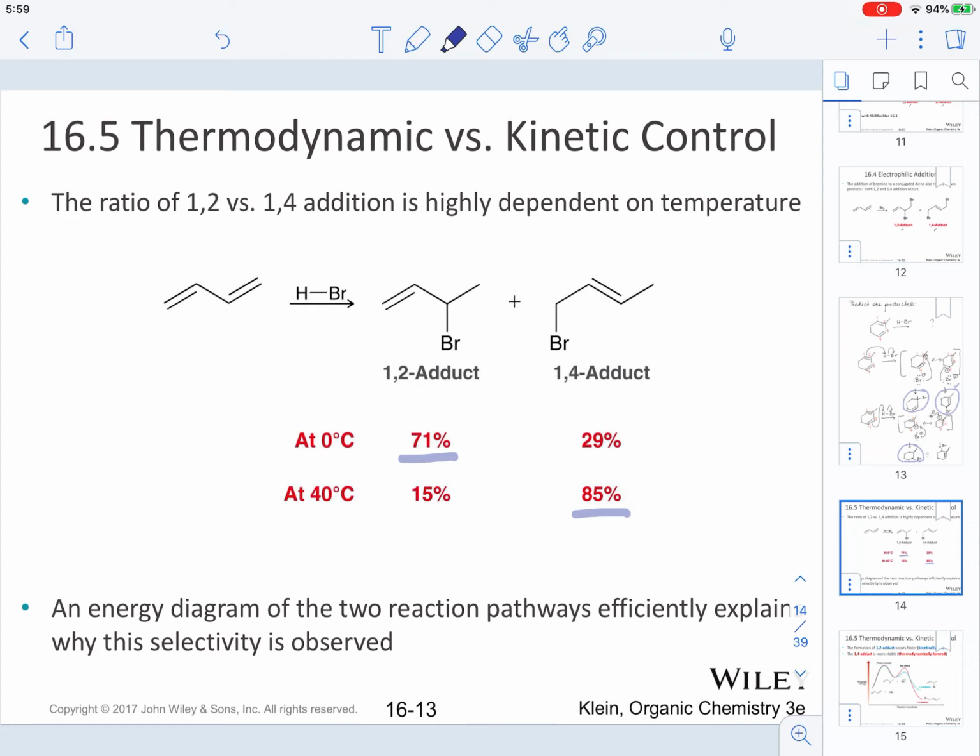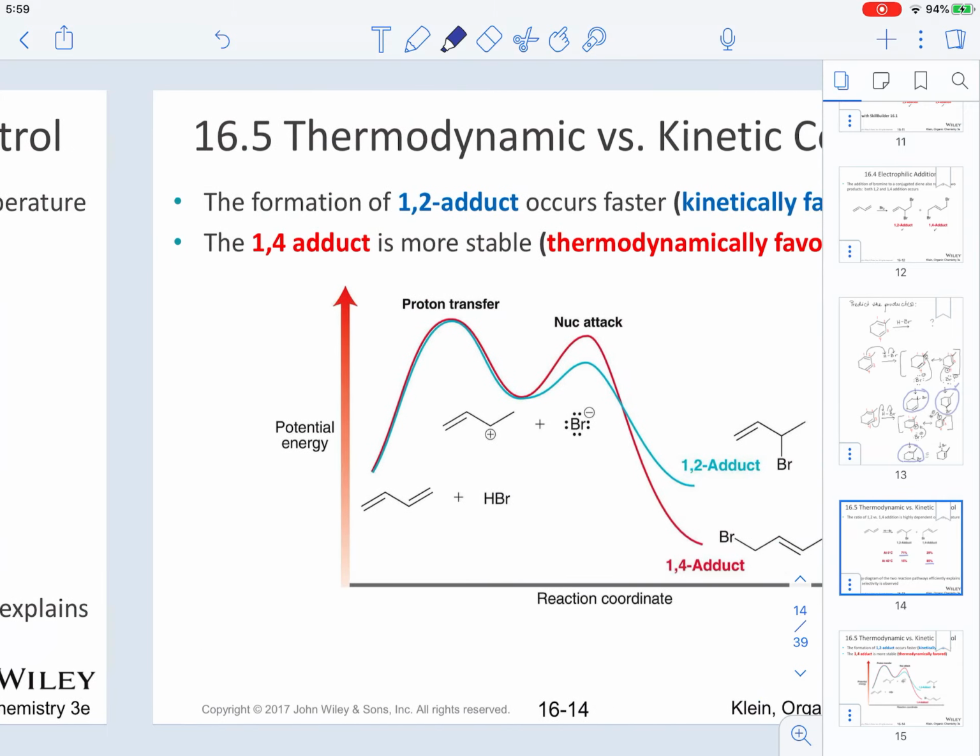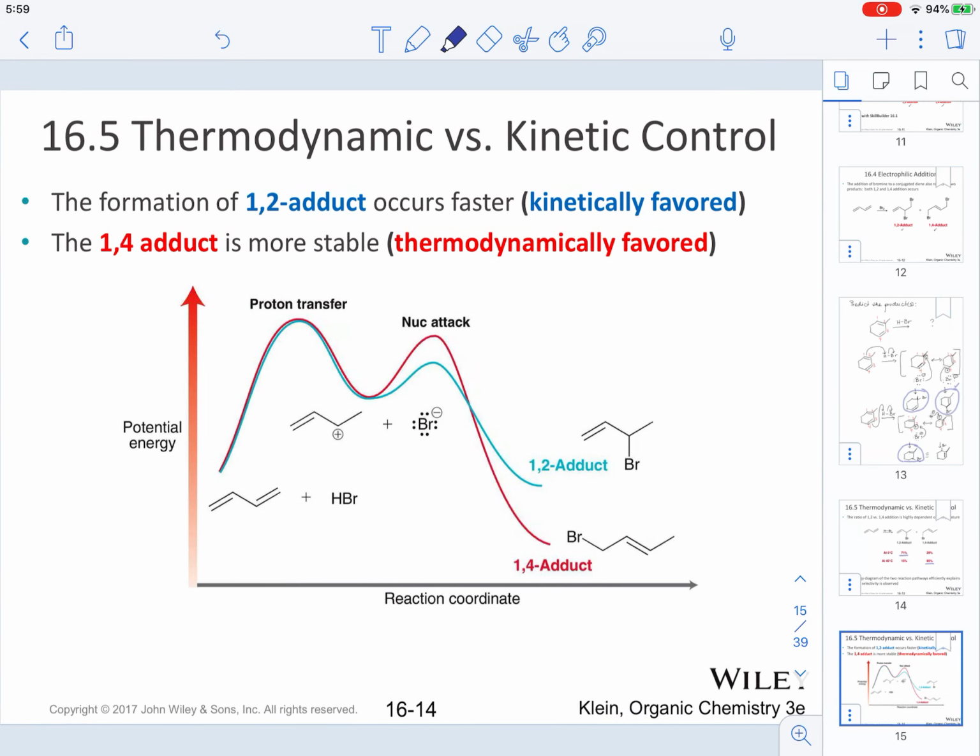If we want to illustrate why this occurs in terms of the reaction, we can visualize this through an energy diagram. When we look at the energy diagram between the two, understand that the formation of the 1,2 adduct is going to be faster. What does that mean? Specifically, after we have that intermediate form, which I'm highlighting here in blue, see how the activation energy of that second step of the reaction is lower. So that's why the 1,2 adduct is going to form.